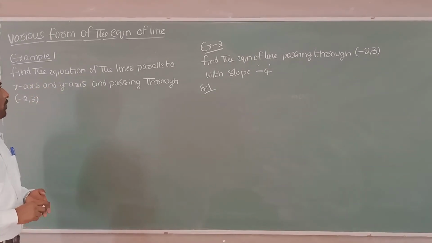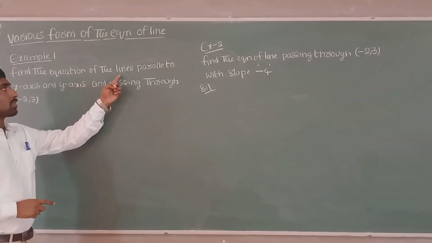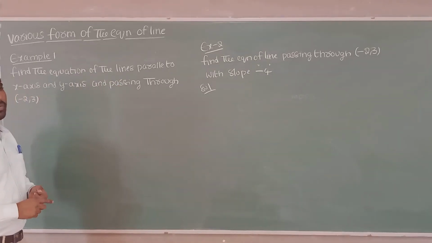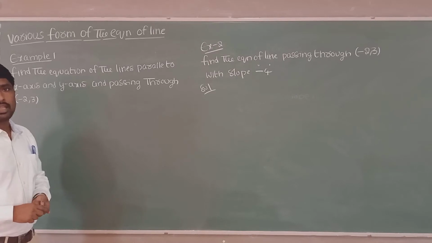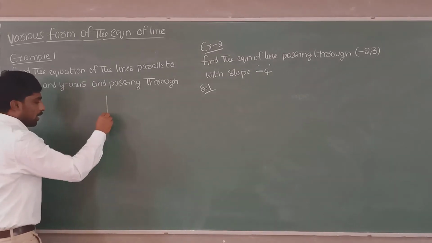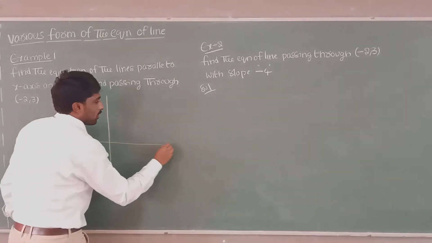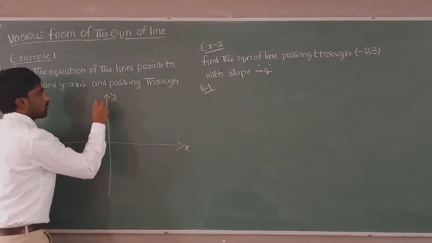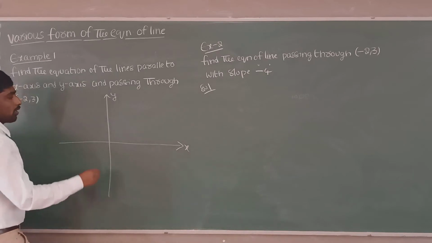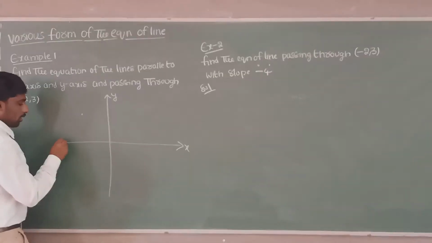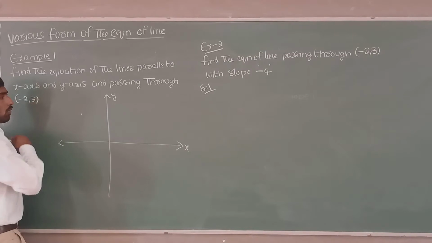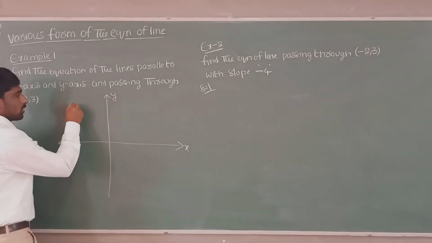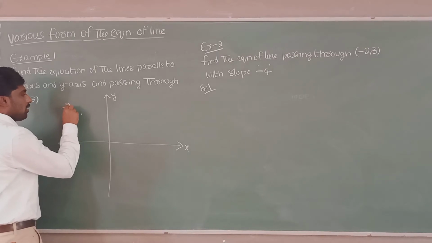You see the first problem. Find the equation of the lines parallel to x-axis and y-axis and passing through the point minus 2, 3. Is it clear, everyone? Okay. So let me take the y-axis and x-axis. This is x-axis and this is y-axis. Let me take the point minus 2, 3. Here the x value is negative, y value is positive, so the point lies in the second quadrant. So this one is minus 2, 3.